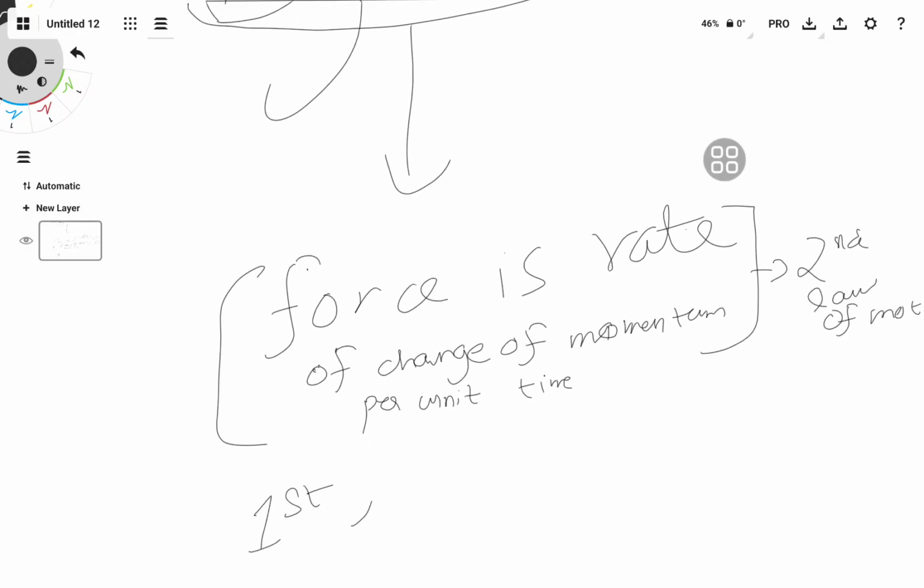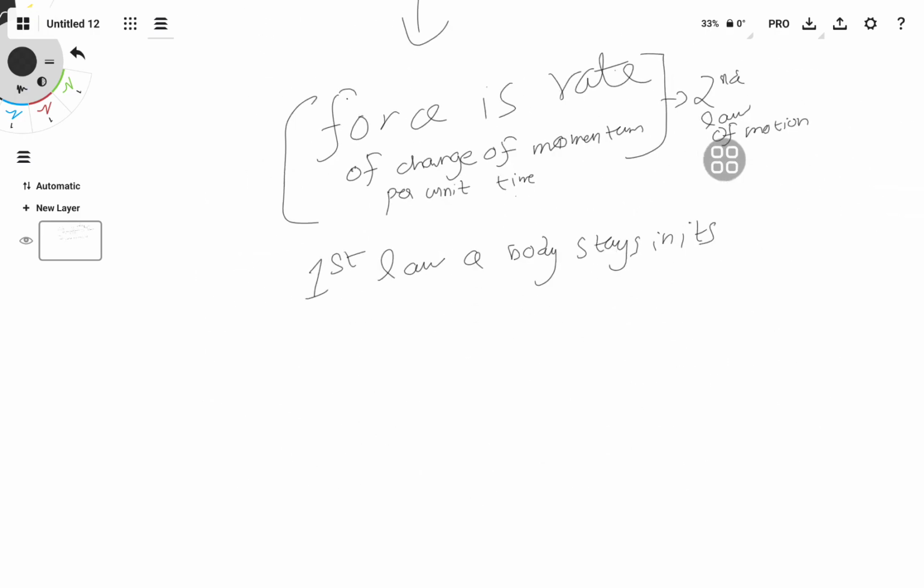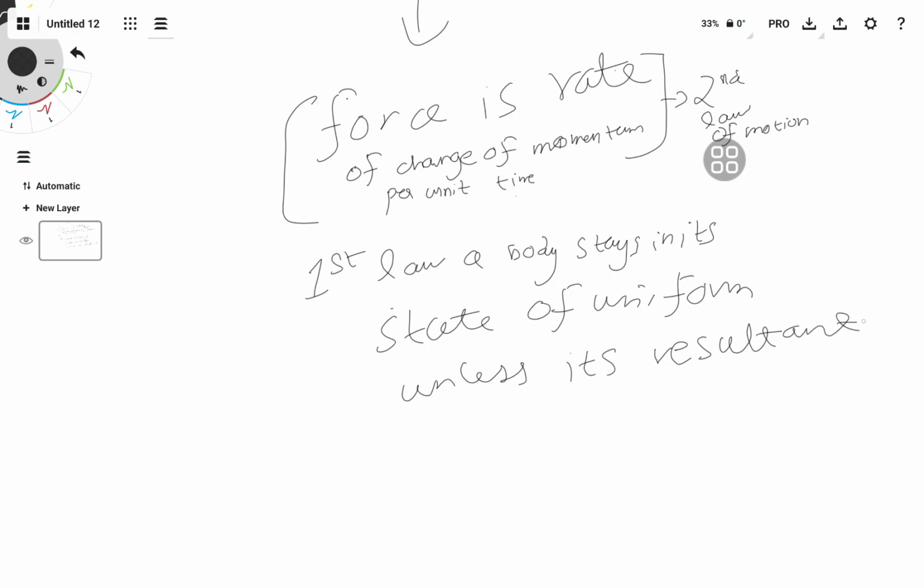First law: a body stays in its state of uniform motion unless its resultant force isn't zero.